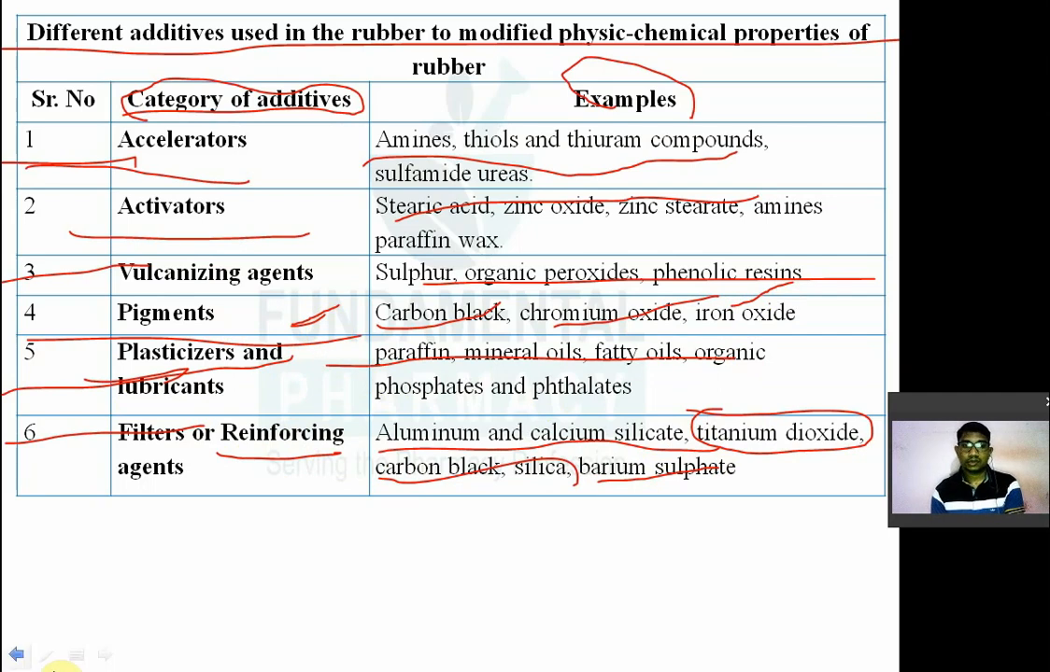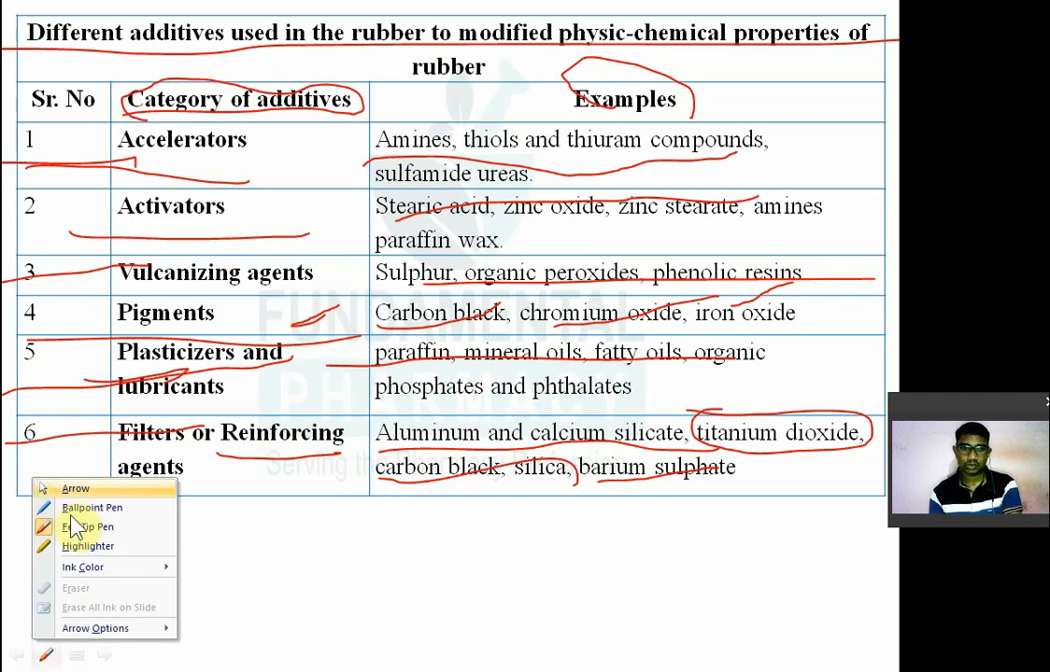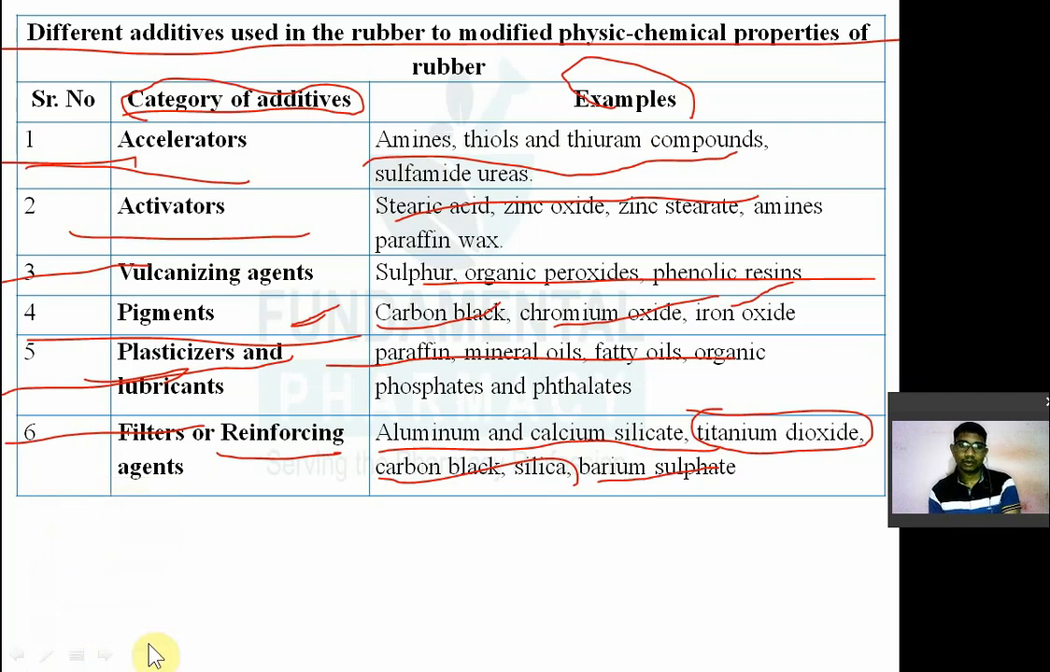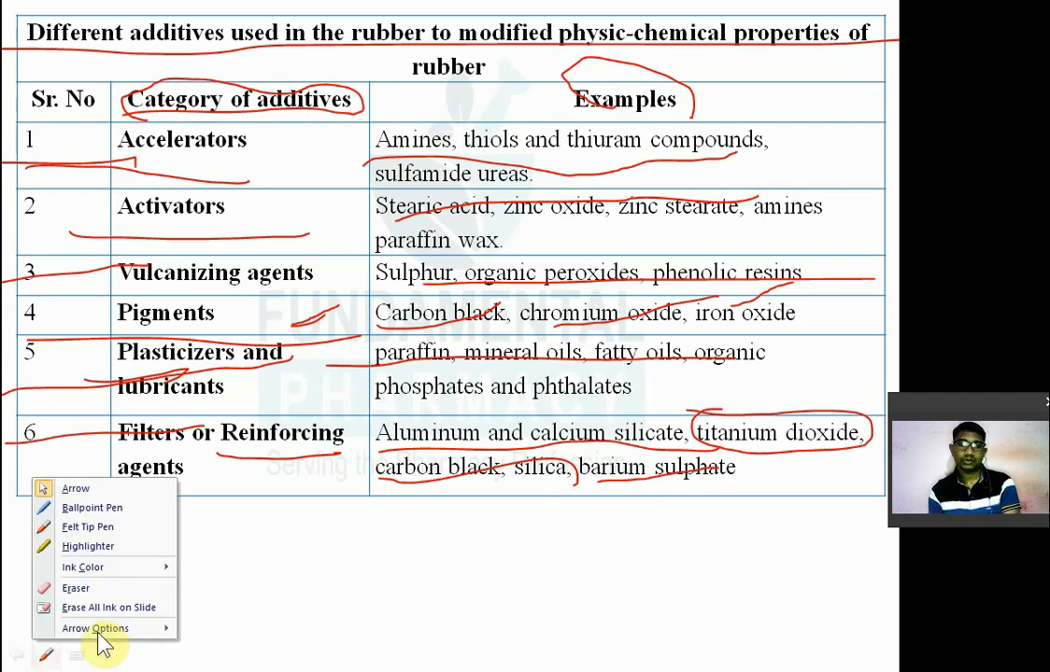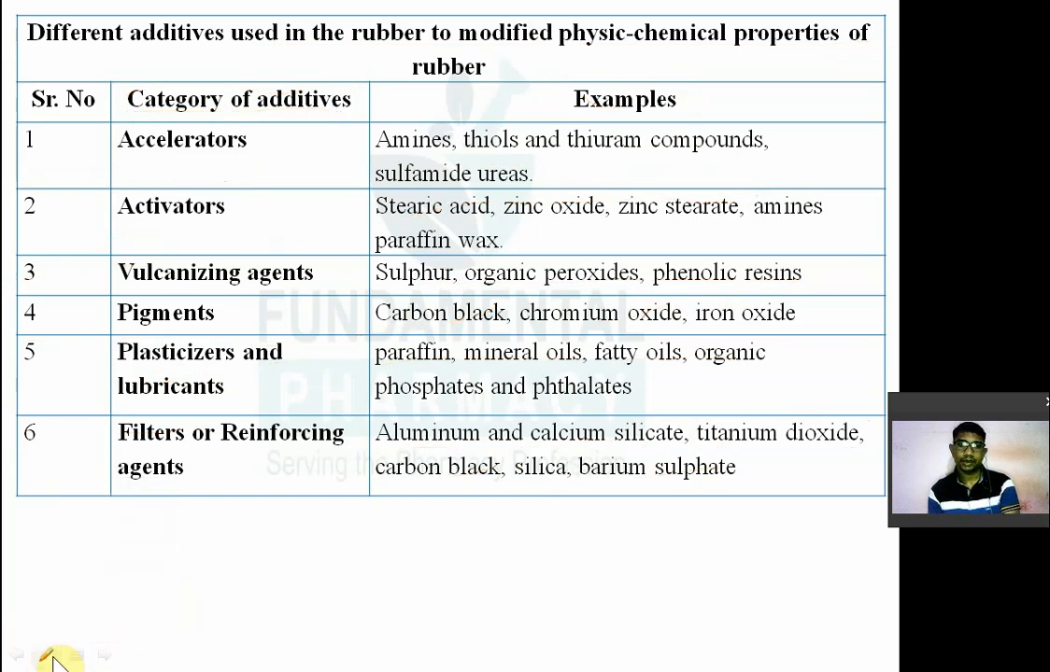So either they can ask a direct question, like: one of the following is a vulcanizing agent for rubber, or they can ask a match the following type of question.